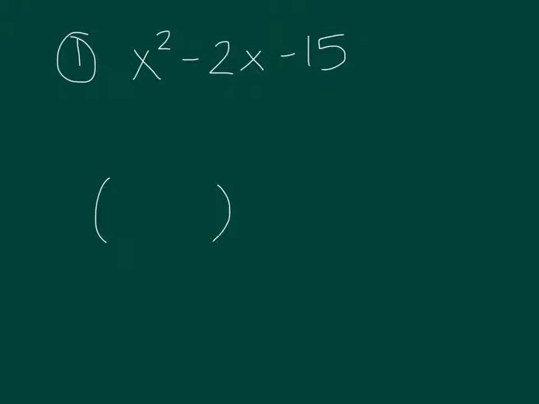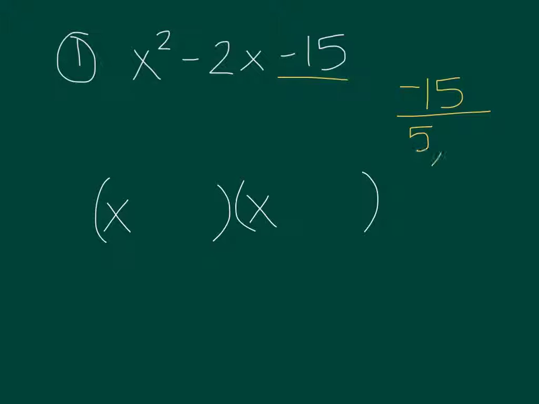So what we want to do here is first draw our two parentheses. And what will give us x squared? Well, x times x gives us x squared. From there, we want to find factors, or in other words numbers, that will multiply to be negative 15, and they have to add to negative 2. So we have 5 and negative 3.